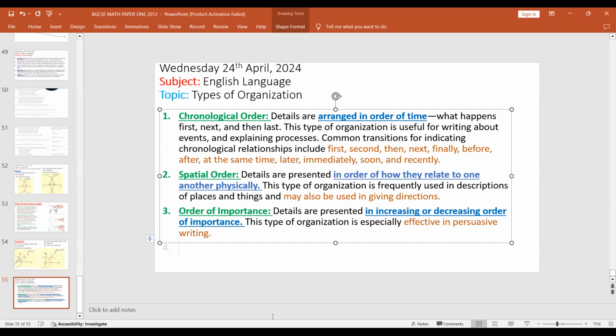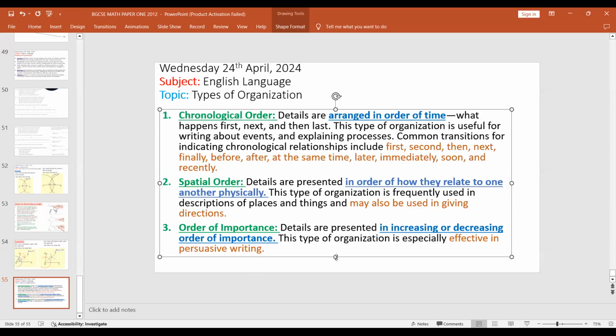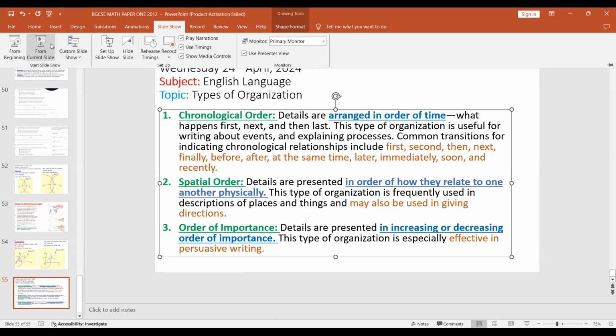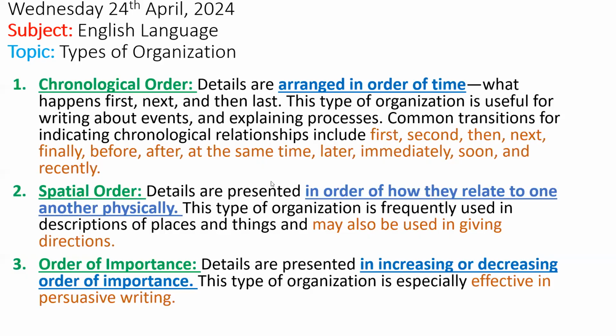All right, I need you to write this down for me. Again, I need you to write these three types of organization down. Where's Tegan? Can you hear me? I can hear you.